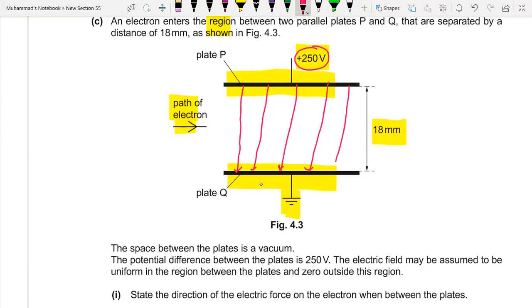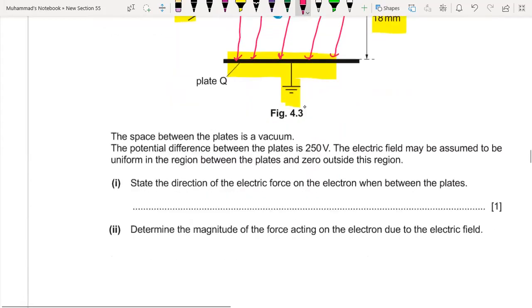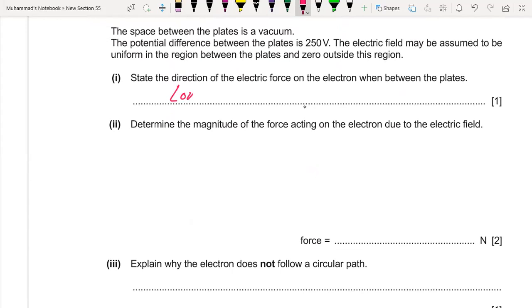And electric field lines should be parallel because the field between these two plates is always uniform. And the force on electron is in the opposite direction of electric field. The force on electron is in this direction, towards the upper plate, you can write towards the plate P. Determine the magnitude of force acting on the electron.